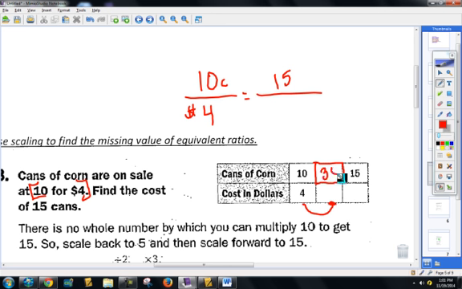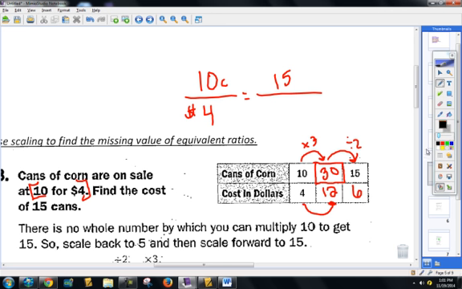30. So, what did I do to go from 10 to 30? Multiply by 3. So, what do I got to do to 4? Multiply by 3. So, what did I do to go from 30 to 15? Divide by 2. Did I get the same answer? Yes. All you're doing is creating equivalent ratios. Does that make sense? It's the same thing.